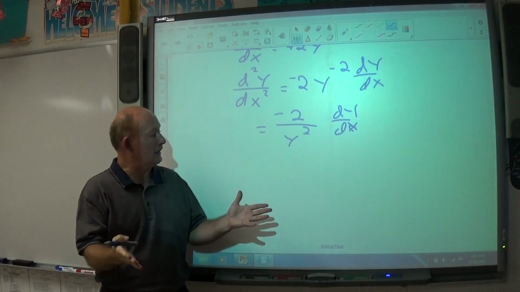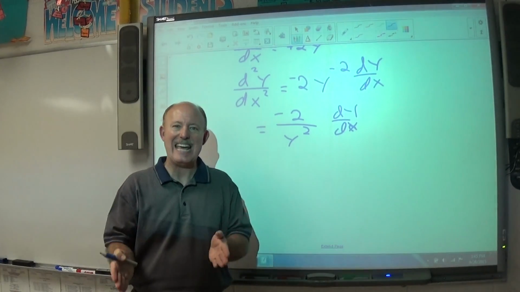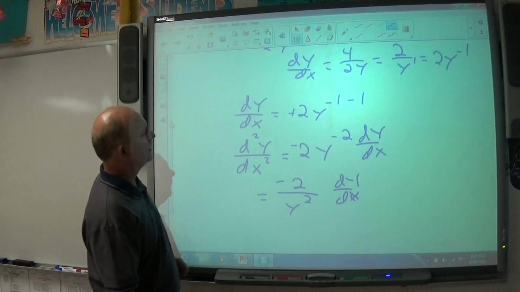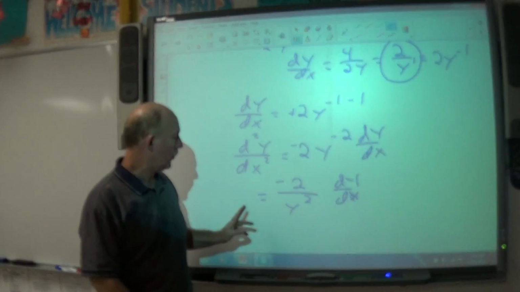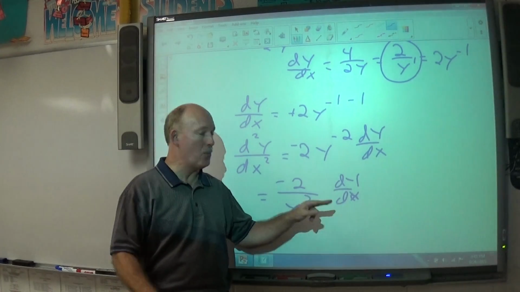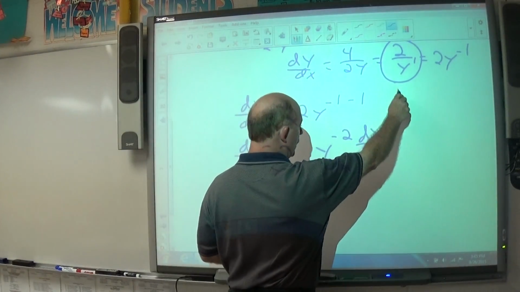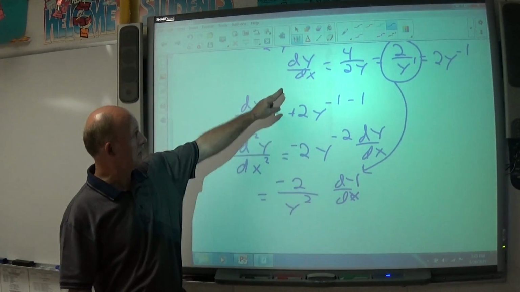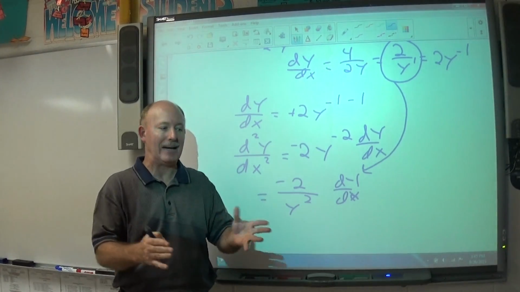Now, typically when you get the second derivative, a lot of times the second derivative will contain the first derivative. Now, if you remember, the first derivative was 2 over y. So we don't want to leave the second derivative with dy over dx in it. So we have to make a little substitution. Let's take the 2 over y, and let's substitute it in for dy over dx. That's the first derivative, so we're going to get rid of the dy dx by substituting here.